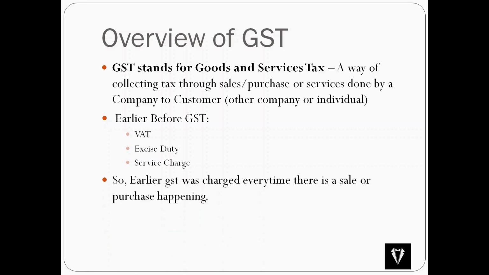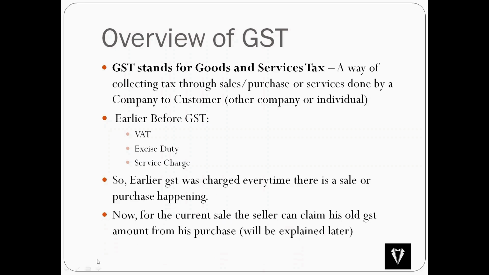So earlier tax was charged every time a sale or purchase happened. It's not like there was no tax earlier. There was tax, but it was not a kind of GST. So what are the benefits of GST? Now, in the current sale, the seller can claim this old GST amount from his purchase. So what does this line mean? Anyone understood? From the last line: from the current sale, the seller can claim his old GST amount from his purchase.